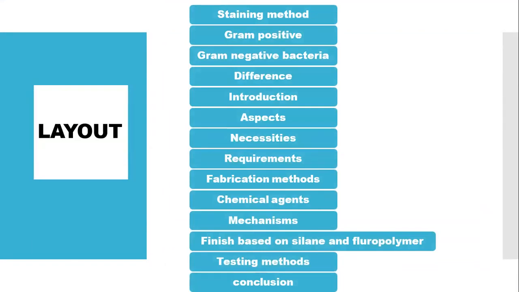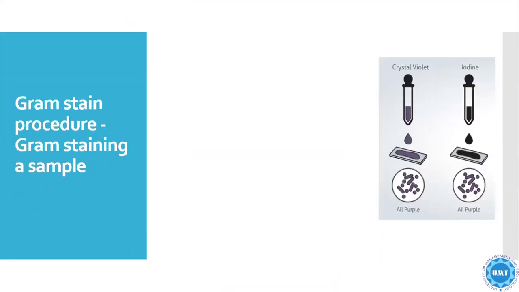gram-positive and gram-negative bacteria and their staining method, how they are identified and differentiated. Then the introduction of the antibacterial, and then aspects of the antibacterial finishes: how chemicals can be used, what the technology is, what the nano-based antibacterials are, and what the necessities and requirements are. Then fabrication methods, chemical agents, mechanism, finish based on silane and fluoropolymer, and testing methods. After that, I'll conclude my presentation.